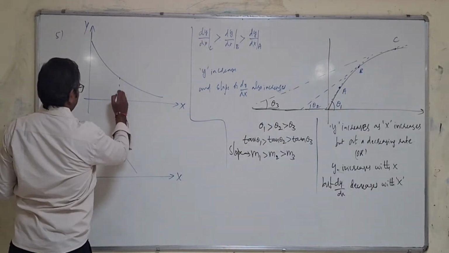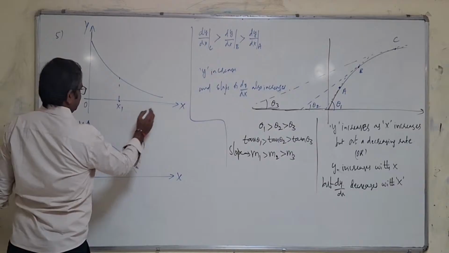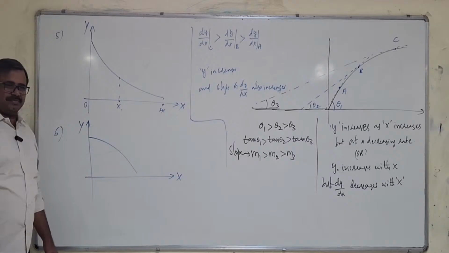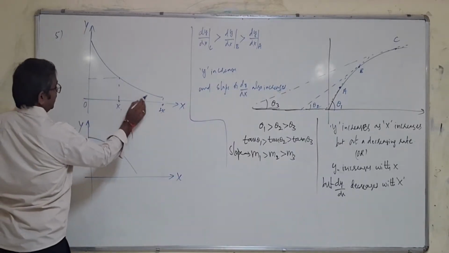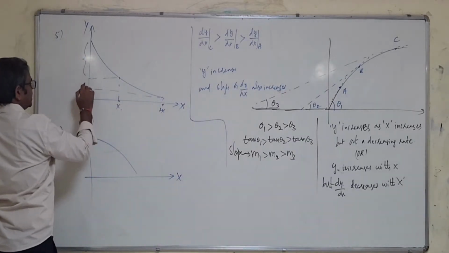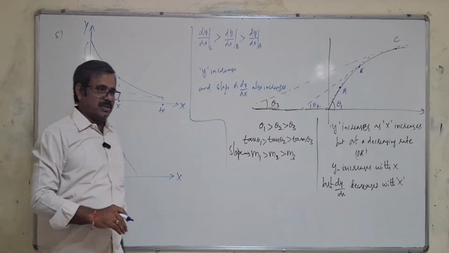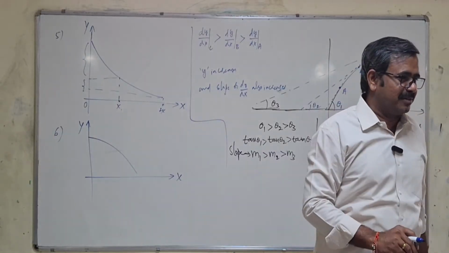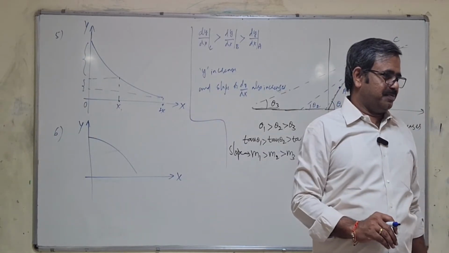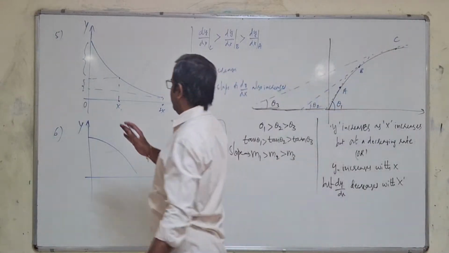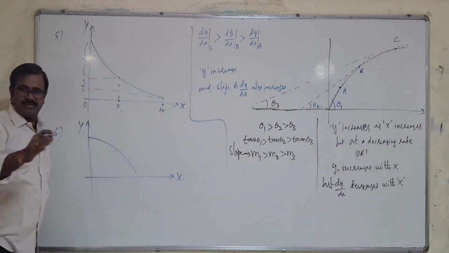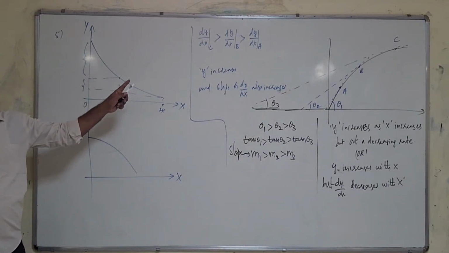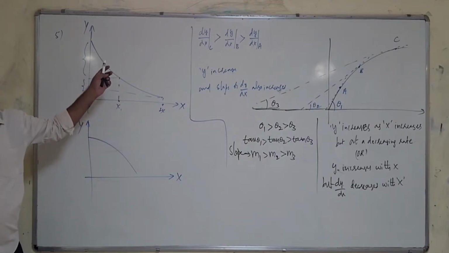Divide x into two equal intervals. So the decrease in height is more in the first half or second half? First half. So rate of decrease in y is more in the first half or second half? First half. Rate at which you are rolling down or sliding down is more in the initial stage. Are you following me? Say yes or no.